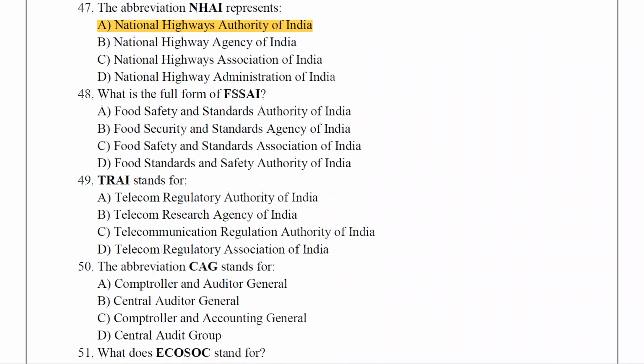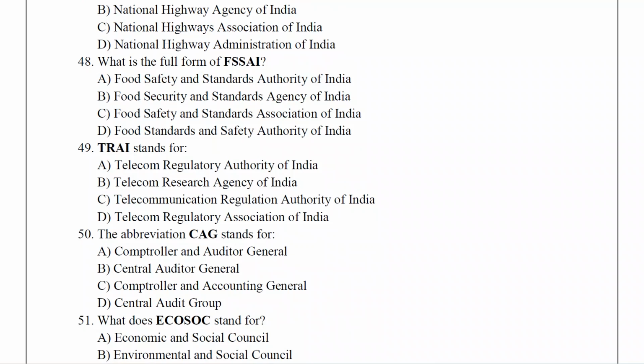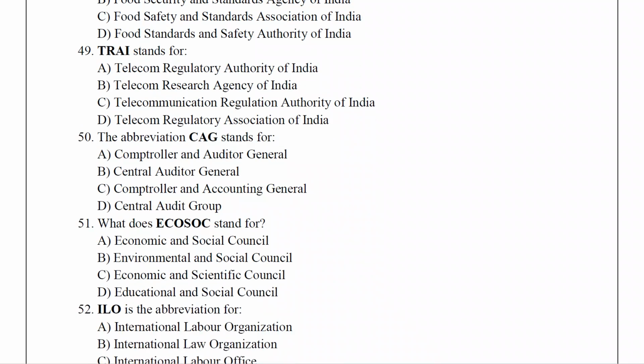What is the full form of FSSAI? Food Safety and Standards Authority of India. TRAI stands for Telecom Regulatory Authority of India.